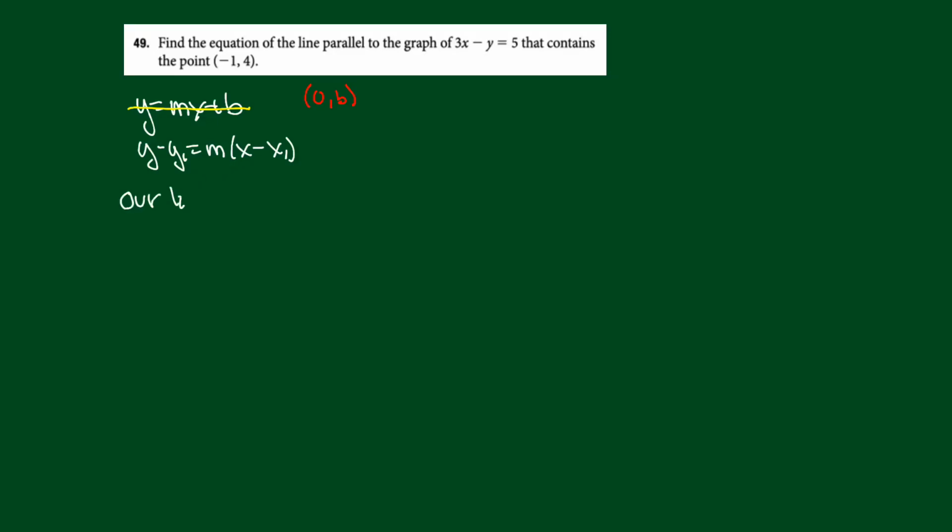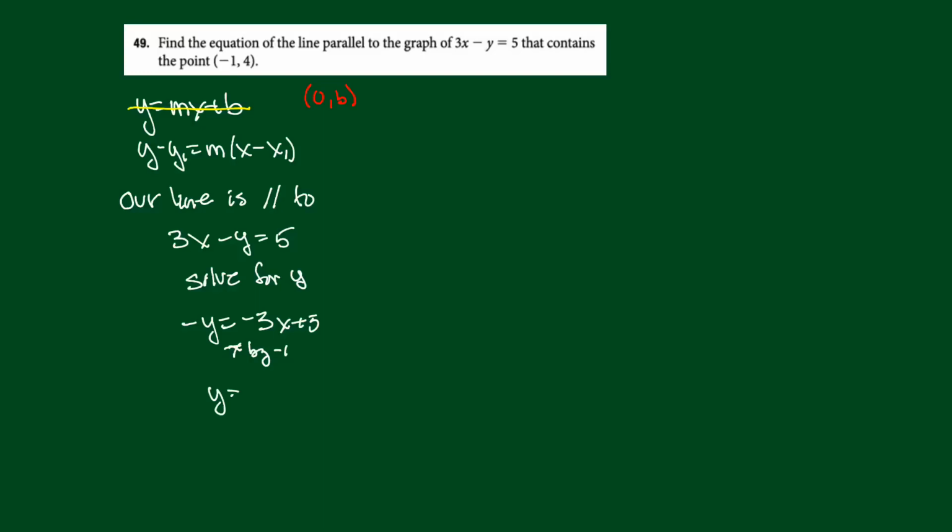I know that the line we want is parallel to this line here, 3x minus y equals 5. Now, back up here, if I have this form, y equals mx plus b, I can just read off the slope. So why don't I solve this for y? Let's subtract the 3x, so we'll have negative y equals negative 3x plus 5, and I'll multiply by negative 1. So I'll get y equals 3x minus 5, and sure enough, this is the slope of the line parallel to ours.